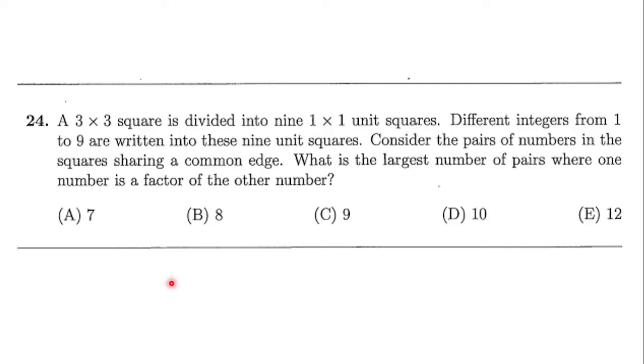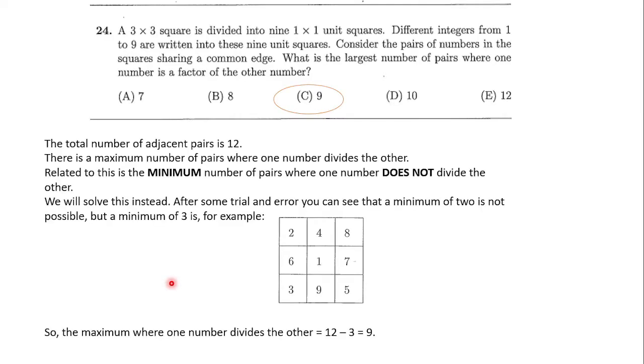Again, I didn't really like this question because it's a bit of trial and error, but there is a trick we can use to make it a bit easier. So the total number of adjacent pairs is going to be 12. And the question asks the maximum number of pairs where one number divides the other, but we can find the opposite. Related to this is the minimum number of pairs where one number does not divide the other.